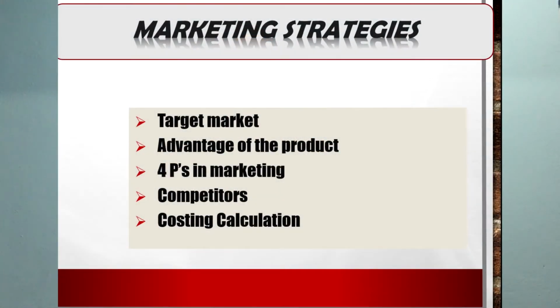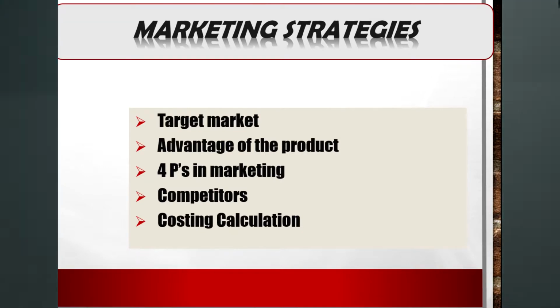Okay, next is our marketing strategy. Marketing strategy means our strategy to sell our products, which consists of target market, advantage of the product, focus in marketing, competitors, and costing calculation. Now, I am going to explain our target markets. Target markets means the customers that we are going to target to launch our project.